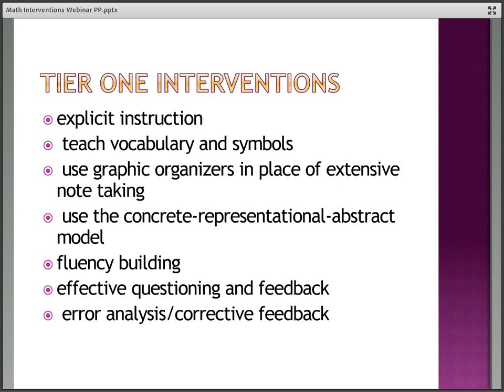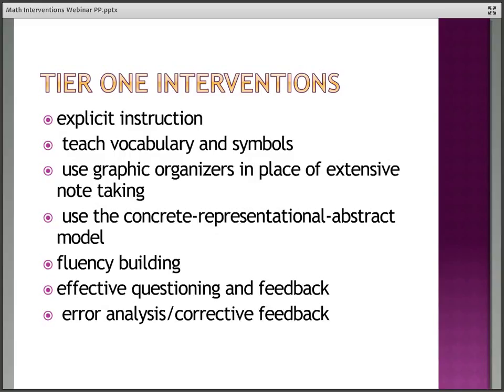To start with, I just want to remind you that interventions don't have to be time-consuming. There are some easy ways to make your everyday instruction more effective that can benefit all students. You probably already know these. It's just a reminder to maybe add them in a little bit more than you are.